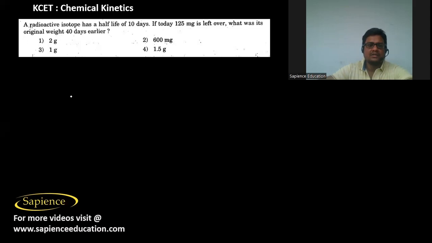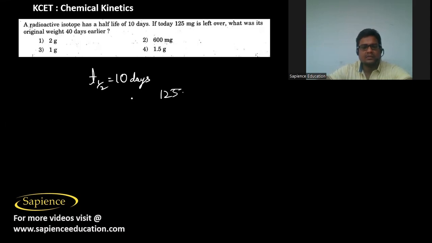Then it is told that a radioactive isotope has a half-life of 10 days, and if today 125 milligram is left over, what was its original weight 40 days earlier? So now it is told that at present 125 milligram is left over.